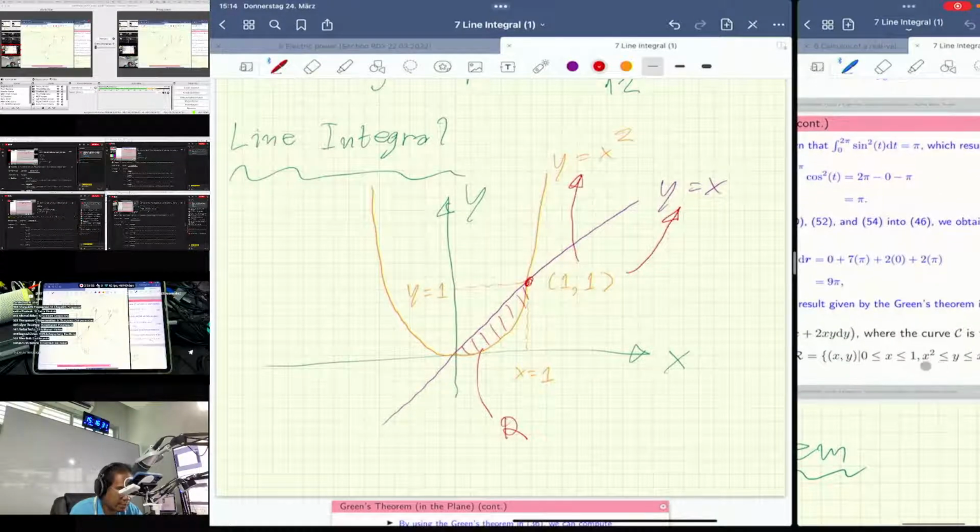The region is above the parabola y equal to x squared, which is the lower limit here. And the region is below the straight line y equal to x, below the violet line here. So in order to do the line integral, you need to know exactly what the region is.